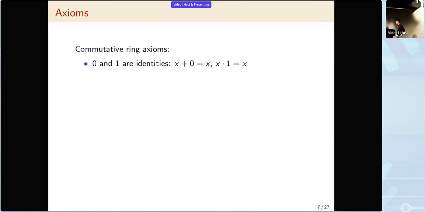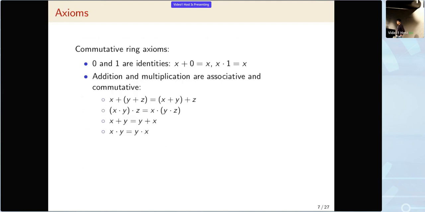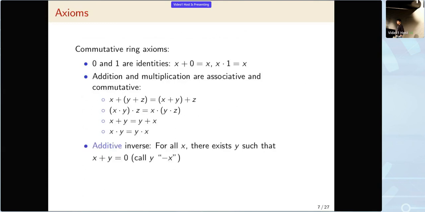Commutative ring axioms: 0 and 1 are identities, so for all x, x plus 0 is x, and x times 1 is x. Addition and multiplication are associative and commutative, so you can put brackets anywhere you like and interchange terms. Additive inverses: for all x there exists y such that x plus y is equal to 0, and we may call such a y negative x.